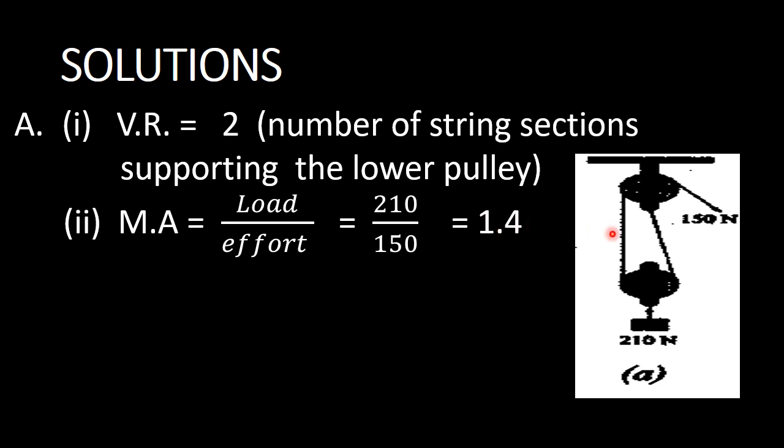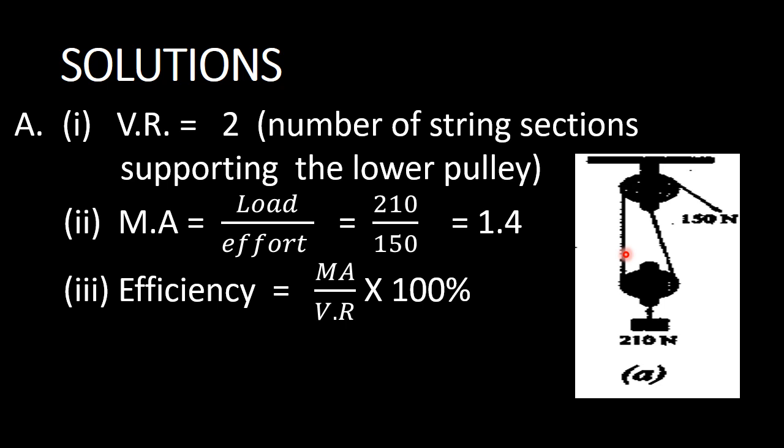So once again, mechanical advantage is calculated from load divided by effort. But a perfect system is one which does not cause energy losses due to friction. In such a system, the mechanical advantage is simply equal to the number of sections of the string. So it could be 2 as well.